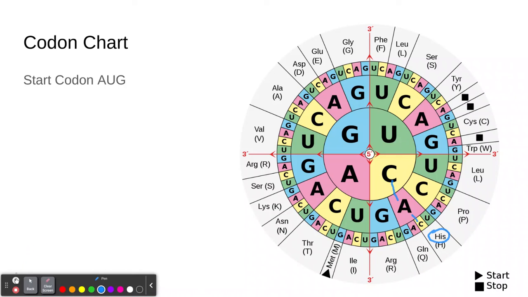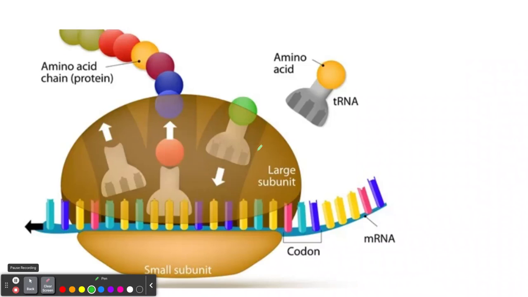So let's go back. So if the anticodon is CAC, histidine, what would be on the mRNA? So let's just say these are the three. This is a codon here. So this would have been G, U, G. GUG would have made CAC, and then you would have had histidine pop out.